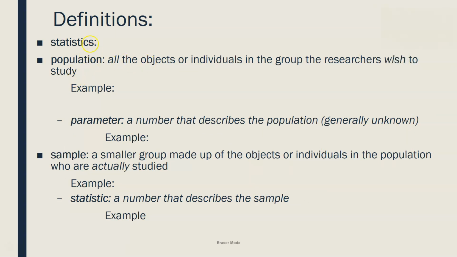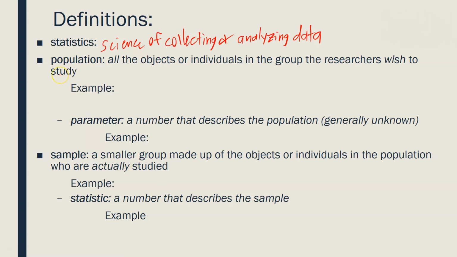So let's start with some definitions. Statistics in general, you can write this down if you have the guided notes. These are available on Canvas. You can follow along. Statistics is basically the science of collecting and analyzing data. So we collect information from a group of people or whatever, and then we analyze it. What does this mean? What does this tell us about these people?